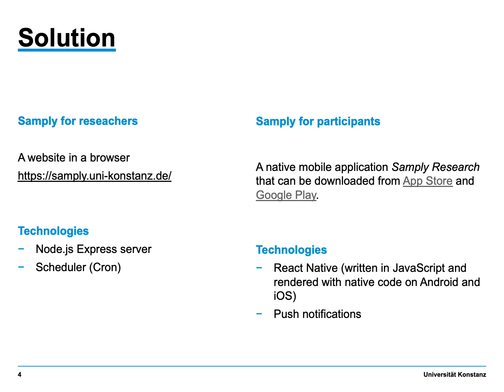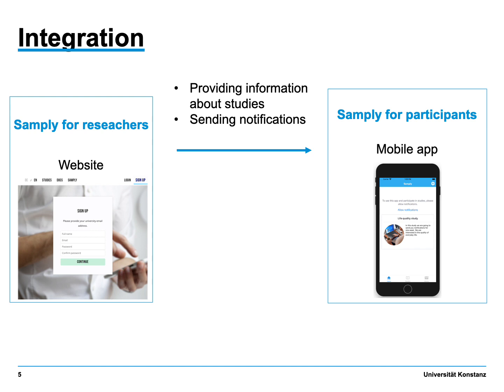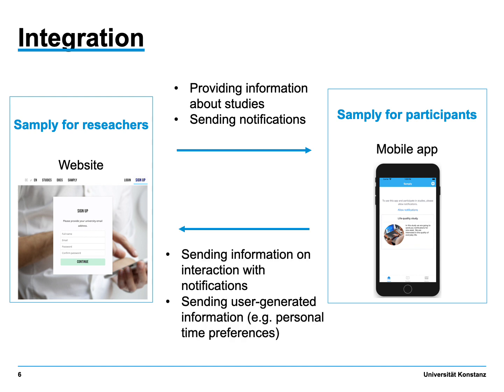Samply is entirely free both for researchers and participants, and the code base of the website is open source and available on GitHub. The website for researchers is integrated with the mobile application for participants. You, as a researcher, provide the information about your study and communicate with the participant by sending notifications. The mobile application collects the data on interaction with notifications and makes it available to you on the website. There is also an option to gather participants' preferences, such as the time window when participants want to be notified.